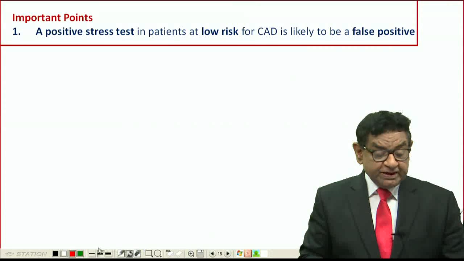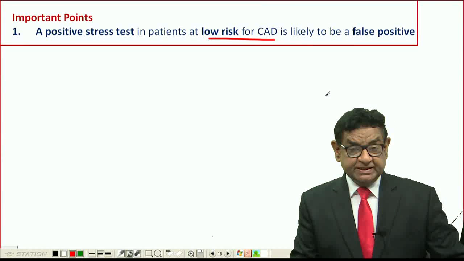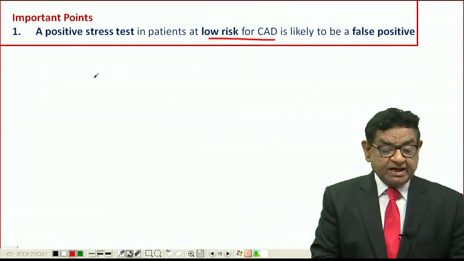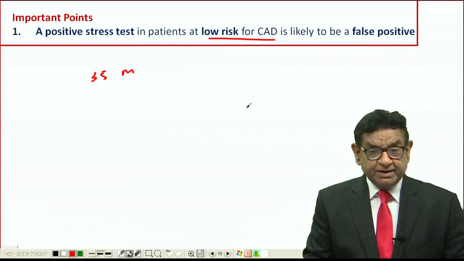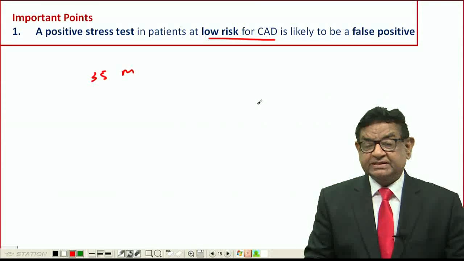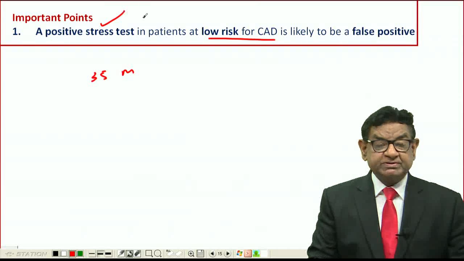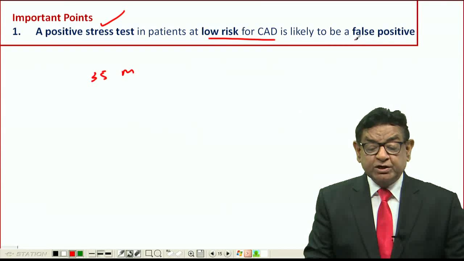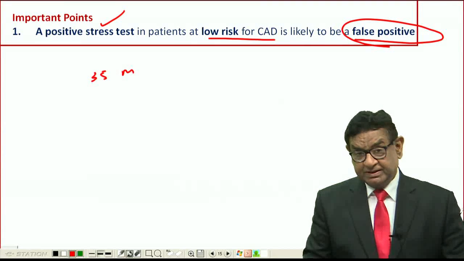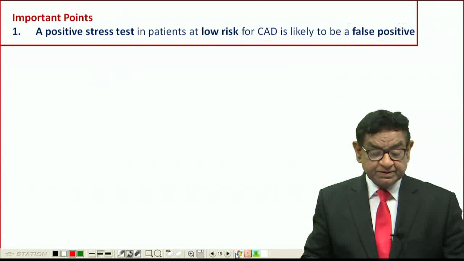Now, one very interesting thing: even in a low risk patient of CAD, the patient that I described just now, a 35-year male, non-smoker, non-diabetic, non-hypertensive, normal lipids, who comes with some atypical chest pain, and we are getting a positive stress test, it is more likely to be a false positive. Remember, I told you 15% cases may be false positive.